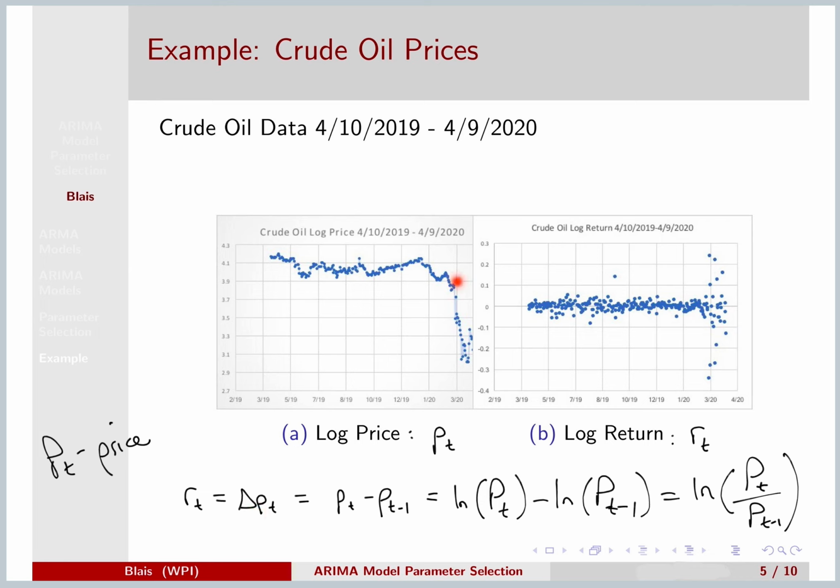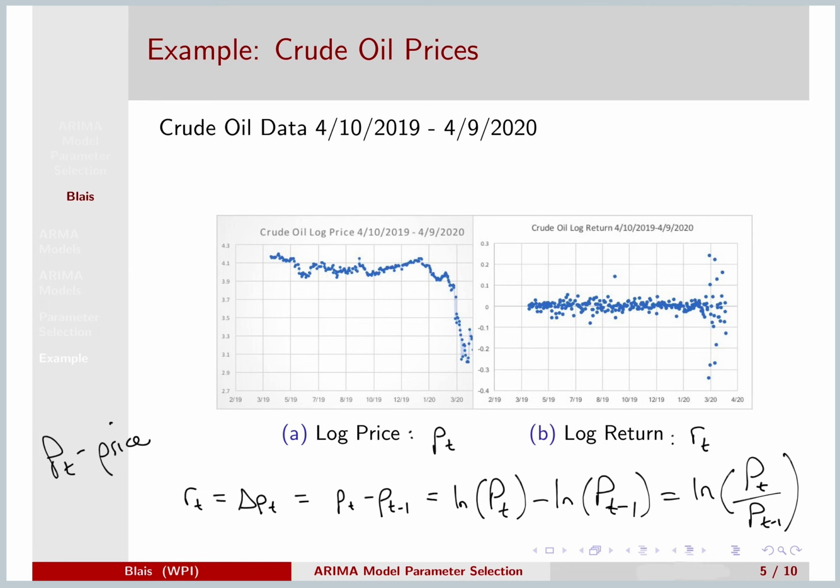Now note, we see a pretty big regime switch here. When we see here the data starting in March of 2020, we see things being much more volatile because of the beginning of the coronavirus, the COVID-19 pandemic.